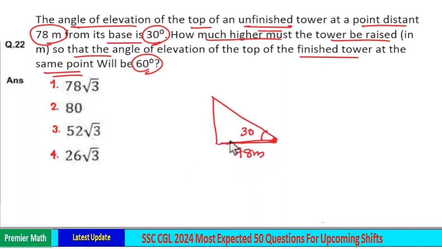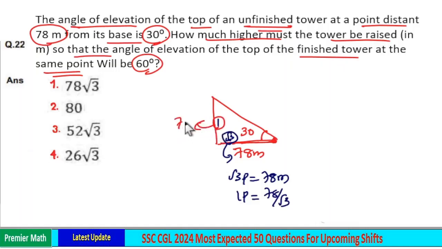Then you can see tan 30 is equal to 1 by root 3, which means root 3 part is equal to 78 meter. If root 3 part is 78 meter, then 1 part is equal to 78 by root 3. So here 1 part is equal to 78 by root 3, which means the height of this unfinished tower is equal to 78 by root 3. Now this tower should be raised to a height h.